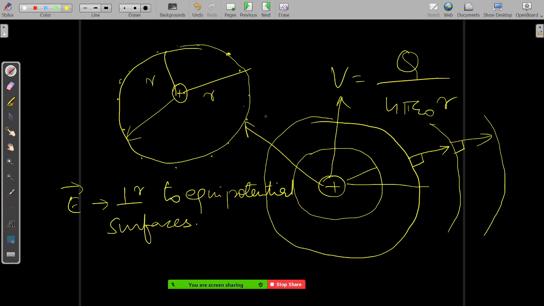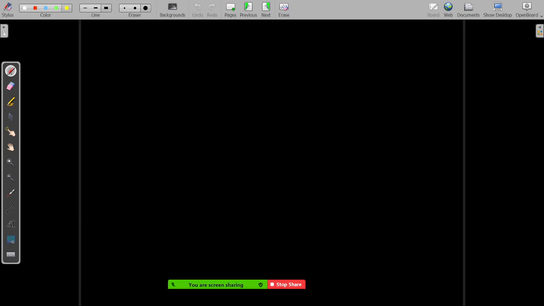Now what we'll do is we'll just come to see what electric dipoles are. What is an electric dipole? So an electric dipole is basically a combination of equal and opposite charges. Can you show the previous page and just copy that once?